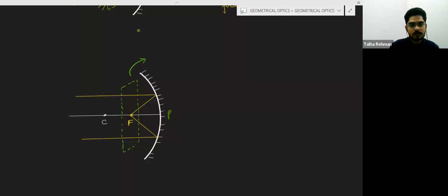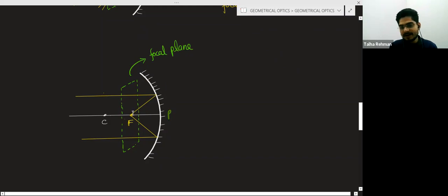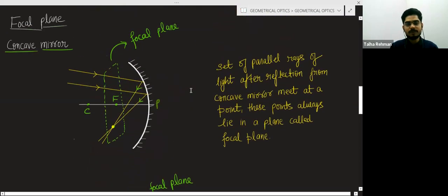Basically this is also a focal plane. So in this way also a focal plane is there. Basically, parallel rays always meet at a common point called the focal plane.